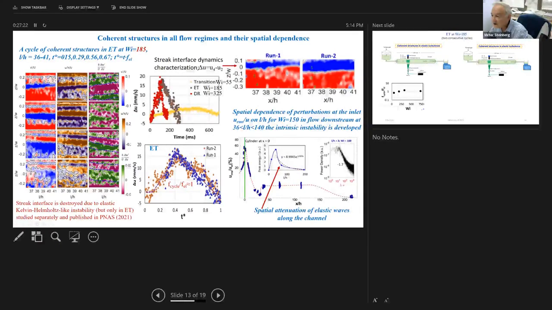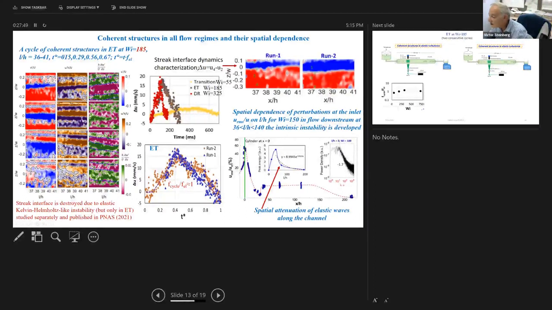Therefore, that's a coherent state. Now, we define the cycle and show that the frequency of the cycle is equal to the frequency of elastic waves. Therefore, it's controlled by elastic waves. Elastic waves pump energy into the cycle. What is important is that we observe these cycles and coherent states and elastic waves.